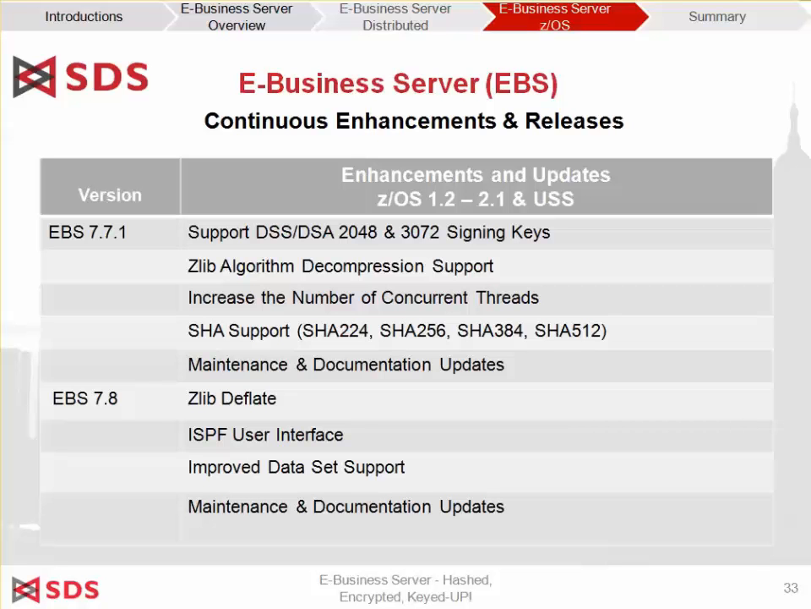In EBS 7.7.1, we continued to add DSA support with 2048 and 3072-bit signing keys. We added zlib decompression support, and we increased the number of concurrent threads for increased performance. SHA support included SHA-224, 256, 384, and 512 hash functions. In EBS 7.8, zlib deflate was added, increasing the support of zlib functions. The deflate option is used to compress data a portion at a time and/or to compress other formats.